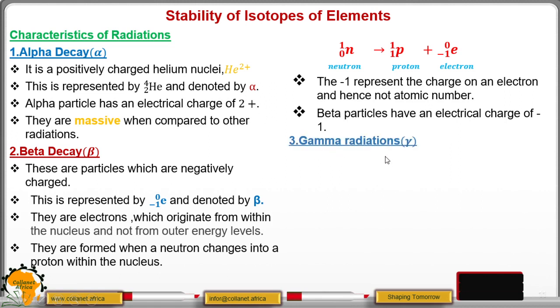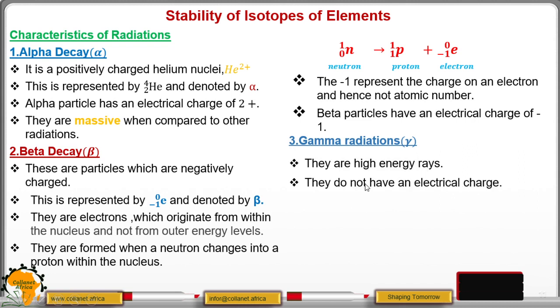Then from there we move to gamma radiations. Now these ones are high energy rays. In other words, they do not have any electrical charge. They are radiations. In other areas, we call them electromagnetic waves. They are waves that are just moving, so they carry no charge.